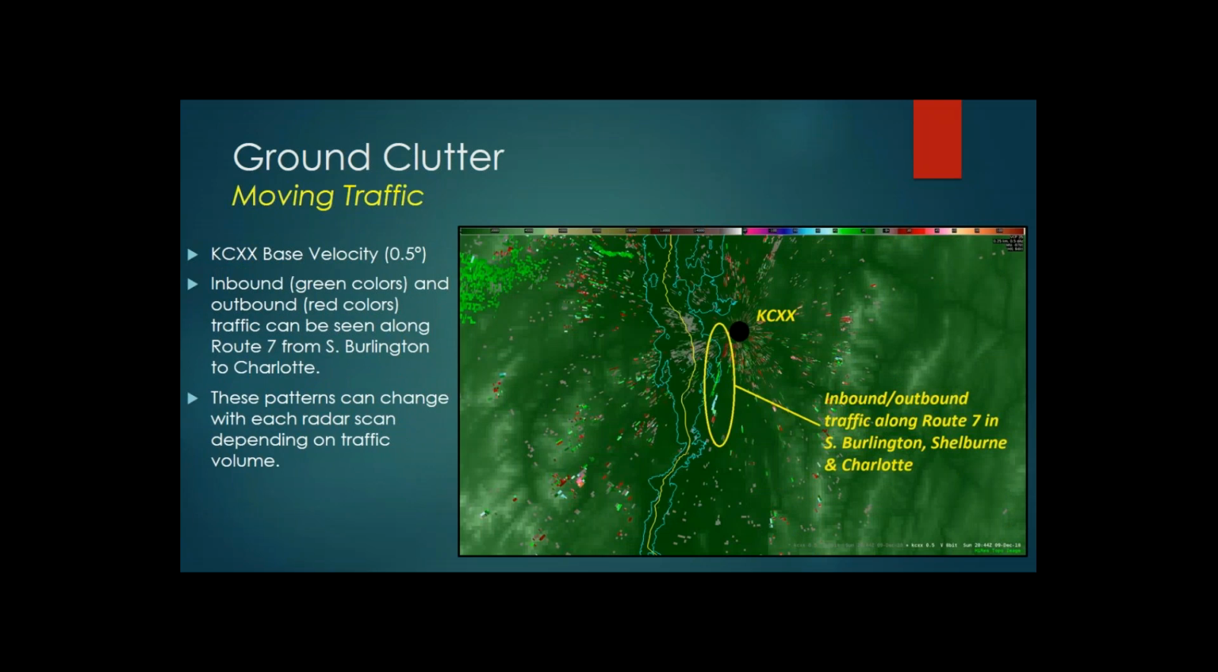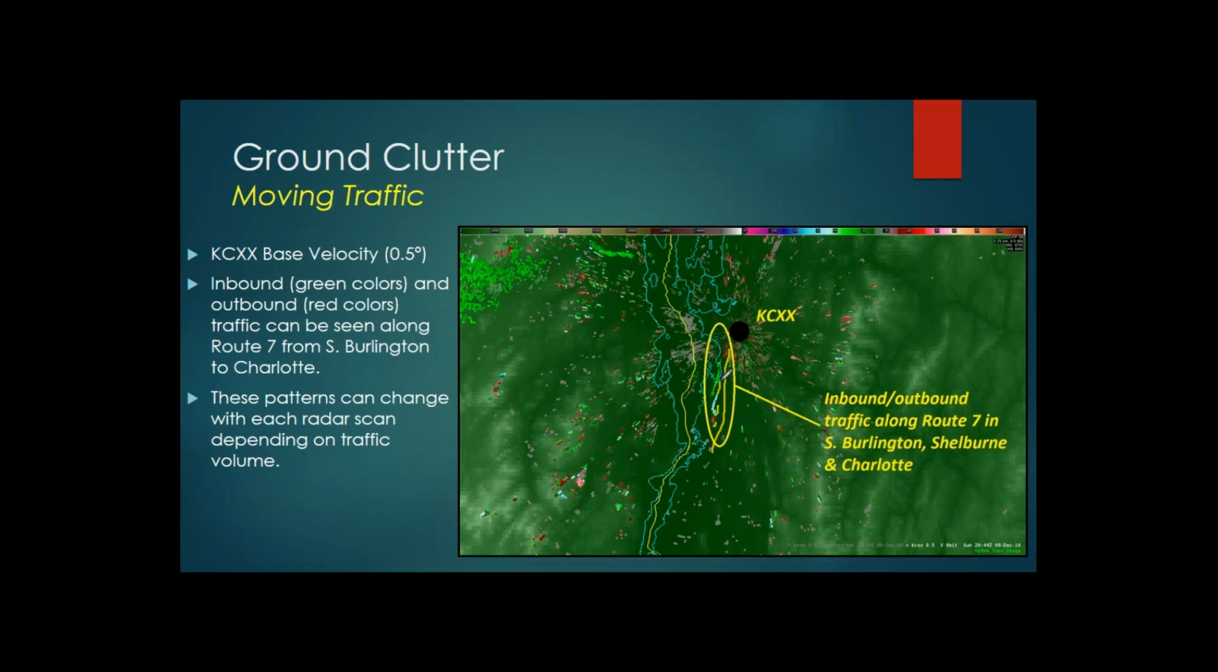You can also see things as silly as moving traffic. We talked about the velocity, the inbound greens and the outbound red signatures on that low-level velocity scan. Well, look here. This is Route 7 coming south from South Burlington, going down toward the Shelburne area. And you can see little greens and blues and reds of alternating traffic.